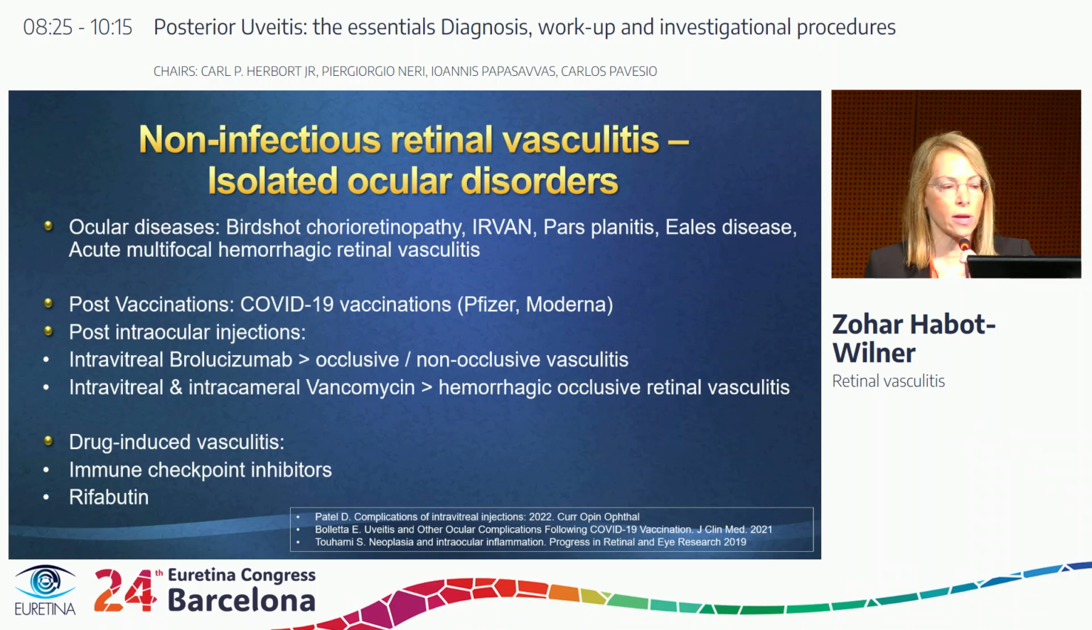And also recently, we had several cases post the COVID vaccine, post the messenger RNA vaccines. And also, unfortunately, post various intraocular injections. We also heard about the intravitreal brolucizumab that unfortunately caused very severe occlusive and also non-occlusive vasculitis. And also after the use of vancomycin as an intravitreal and intracameral injection, causing hemorrhagic occlusive retinal vasculitis.